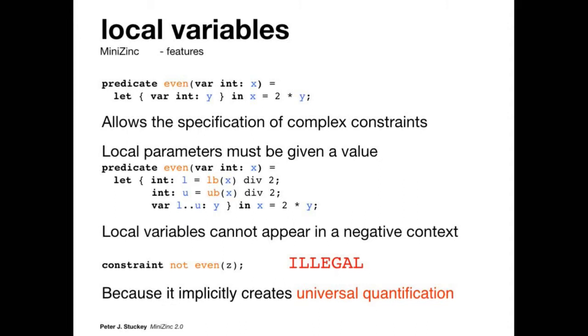But there's an important restriction on local variables. They can't appear in a negated context like this, because if I write not even z, I'm basically saying for all y, x does not equal 2 times y. And the underlying solving technology that we use here can only really solve an existentially quantified conjunction of constraints. For all of these solving technologies, with SAT, well, SMT, you can start to do some universal quantification, but most basic solving technologies do not support universal quantification.